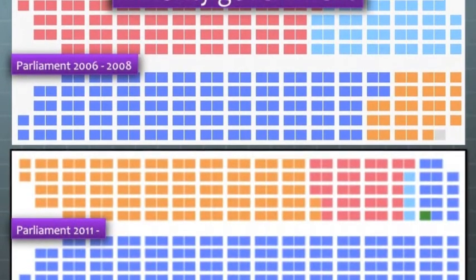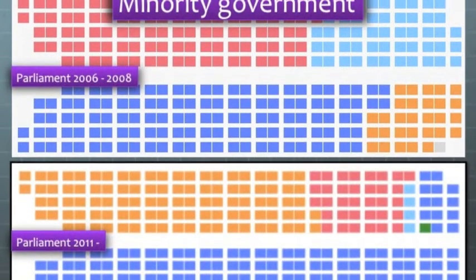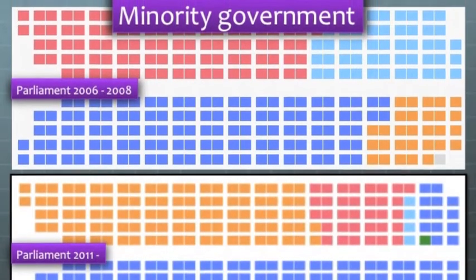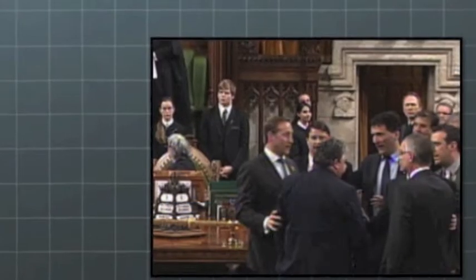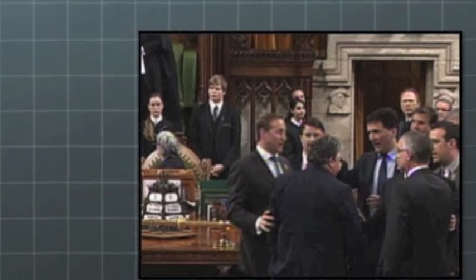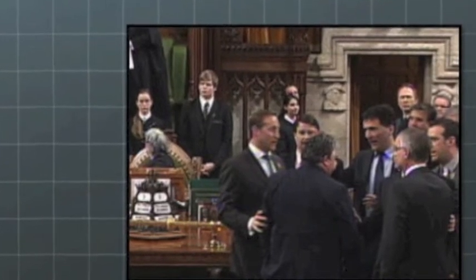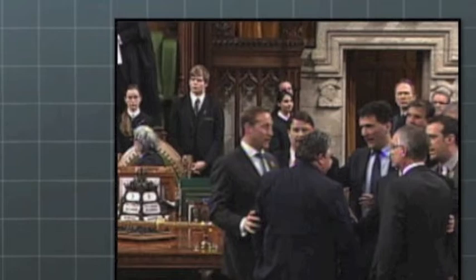But if they're a minority government, which means they're bigger than any other party but not over 50%, the governing party is going to have to convince one of the other parties to vote with them so that they can get enough votes to get their bills passed. This means that the governing party is going to have to compromise a bit more.